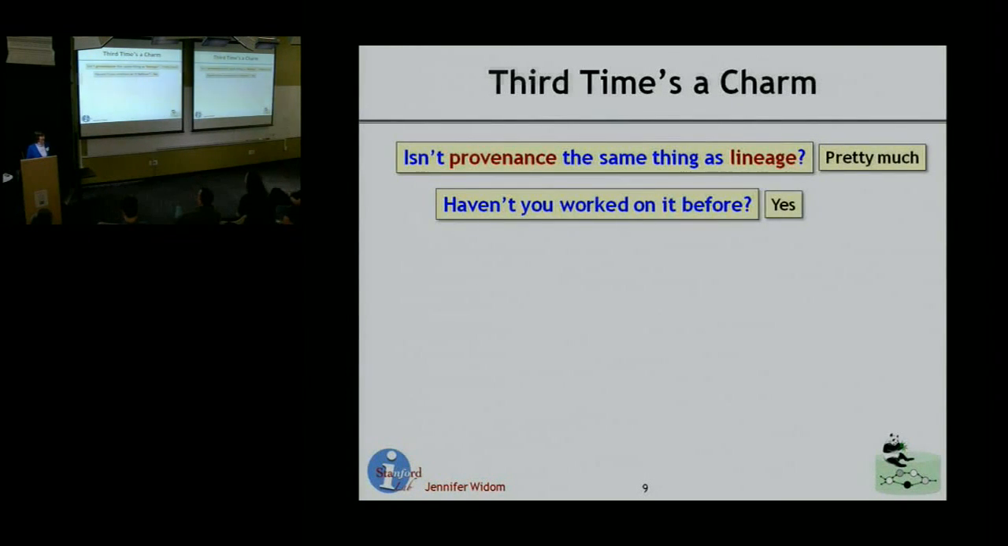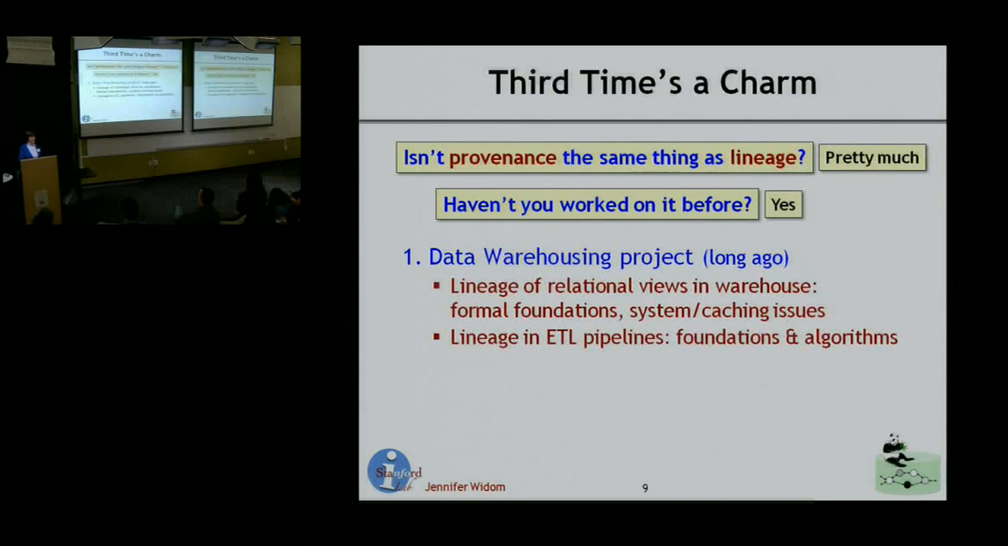And have I worked on it before? Absolutely. Actually, this is the third time I've visited the provenance problem. So that's why third time's a charm, maybe. Okay, so the first time I worked on it was in a data warehousing project. This was long ago, I don't know, 15 years ago, maybe something like that. So in that project, this was back when data warehousing was kind of a new idea. The whole idea of having small operational data sources and then bringing that data into a big warehouse for analysis was, at some point in time, relatively new.